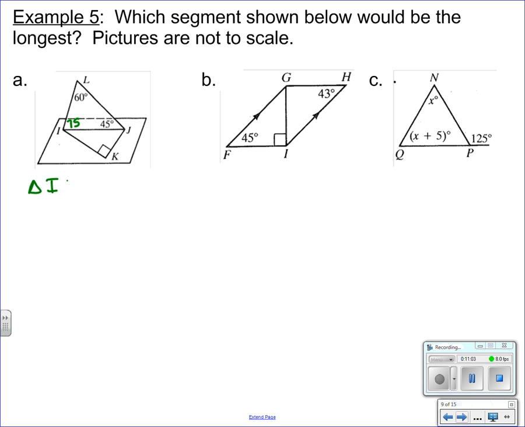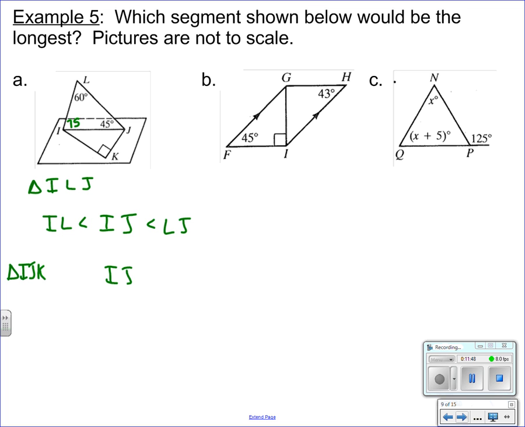Triangle ILJ. Our smallest side would be IJ. Then the next largest would be, I'm sorry, IL. Then LJ. But then let's look at the other triangle. The other triangle is IJK. They share the common side of IJ. So I put that right underneath it, and then I rank them.